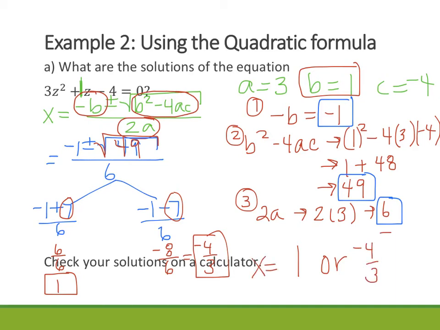Now, it's really not x. Did you notice that? Really, the variable that was up here was a z. So instead of writing x right here, I'm going to replace that with a z. And I'm going to say that z is equal to 1 or z is equal to negative 4/3. Okay, let's try another one.